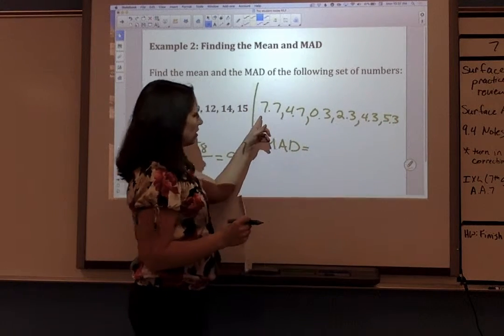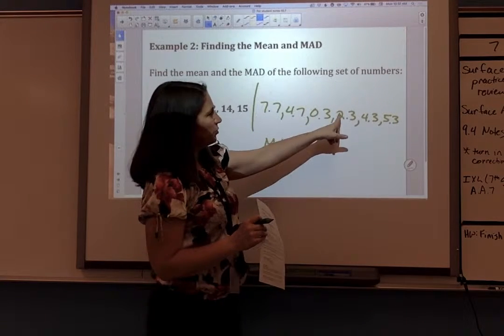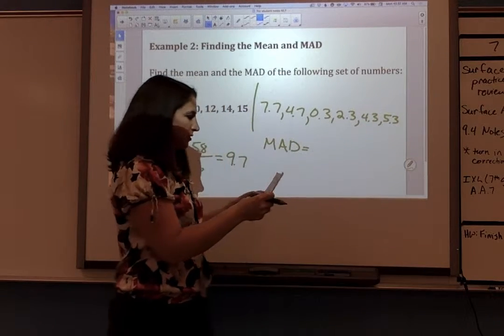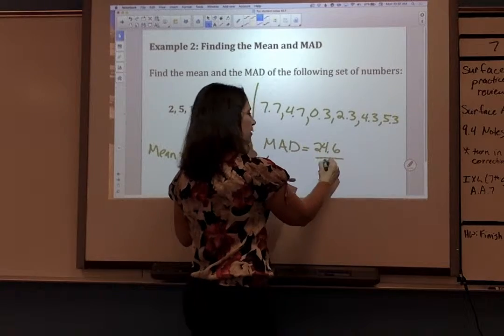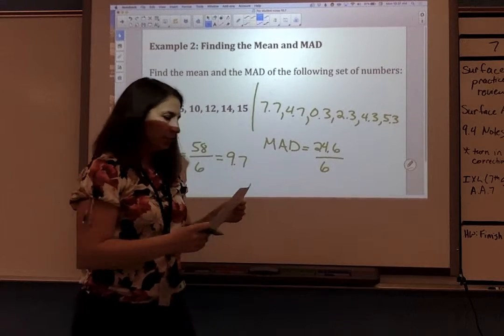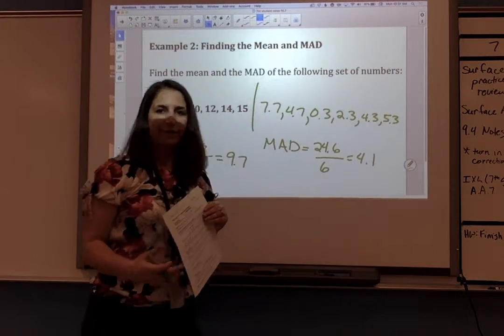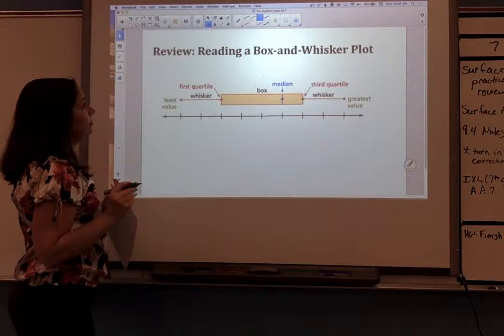So we're going to add these all up. 7.7 plus 4.7 plus 0.3 plus 2.3 plus 4.3 plus 5.3. And we get 24.6. We divide by our 6 data points, and we get the mean absolute deviation is 4.1. All right, let's move on here.